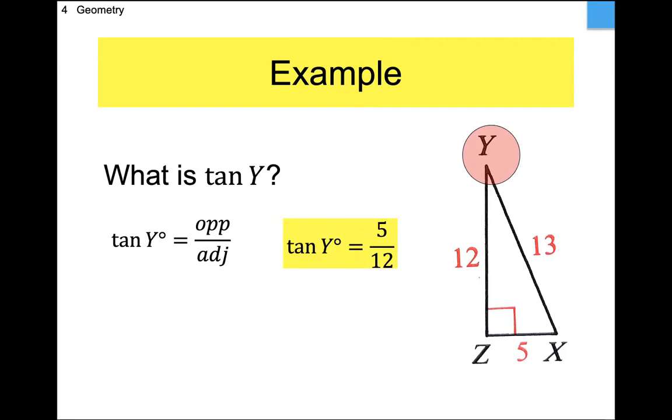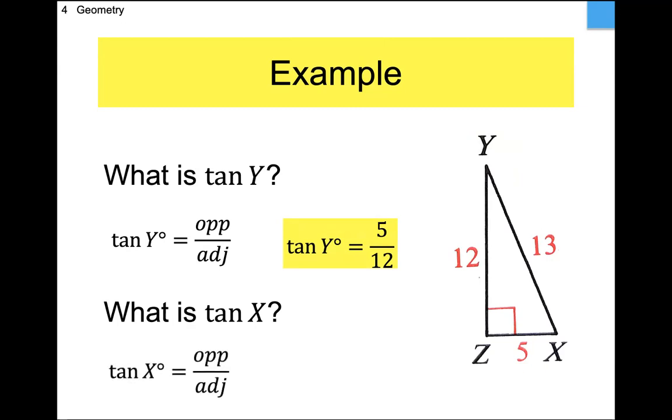And if you were paying attention, the very next question will probably be, what is tan x? And if you were paying attention, you don't need to do any work. You could just write the reciprocal of that fraction, but let's go ahead and do it normally. So we know tan x is the opposite over the adjacent. So there's angle x. So the opposite side, be careful, not the hypotenuse, is 12, and the adjacent side is 5. And so there's your ratio.